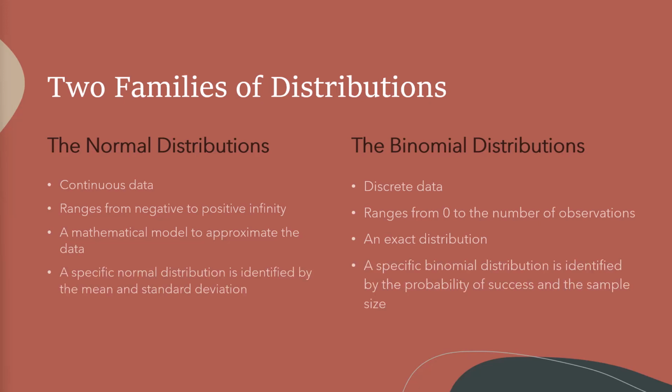A specific normal distribution is identified by its mean and standard deviation. A specific binomial distribution is identified by the probability of success, pi, and the sample size, n. So while the parameters of the normal distribution are mu, the mean, and sigma, the standard deviation, the parameters of the binomial distribution are pi, the probability of success, and n, the sample size. The normal distribution can be used to approximate a probability. The binomial distribution can be used to provide exact probabilities.